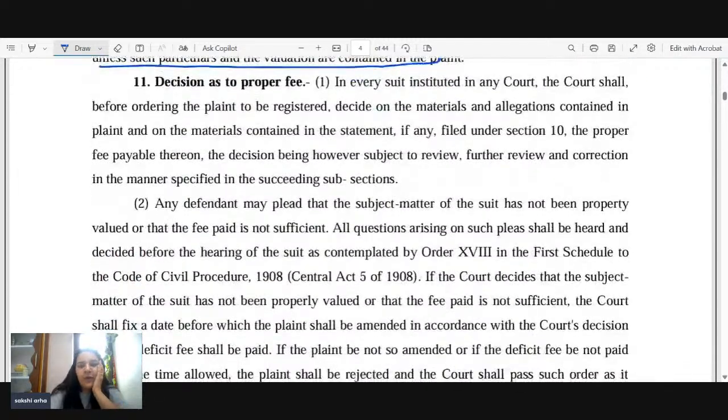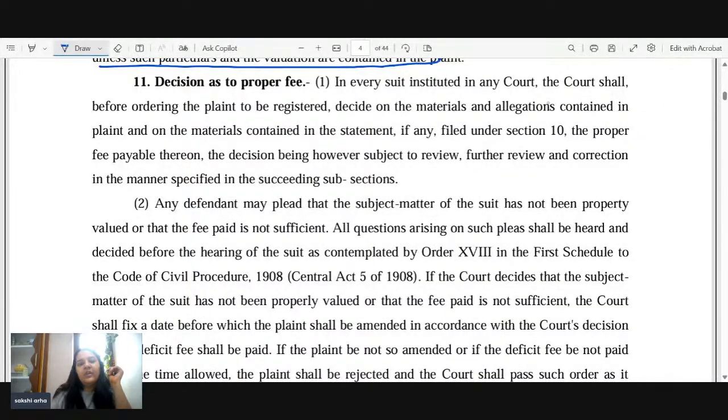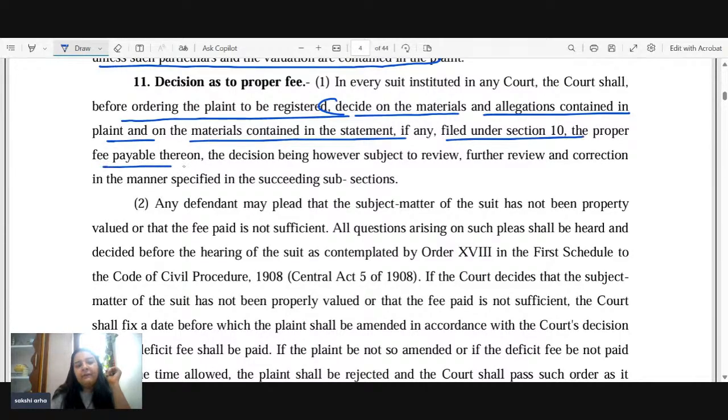Now, decision as to proper fee. In every suit instituted in any court, the court shall, before ordering the plaint to be registered, decide on the material and allegations contained in the plaint and on material contained in the statement, if any, the proper fee payable, the decision being, however, subject to review, further review and correction in the manner specified.